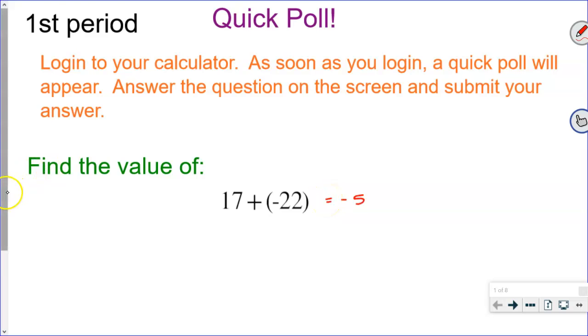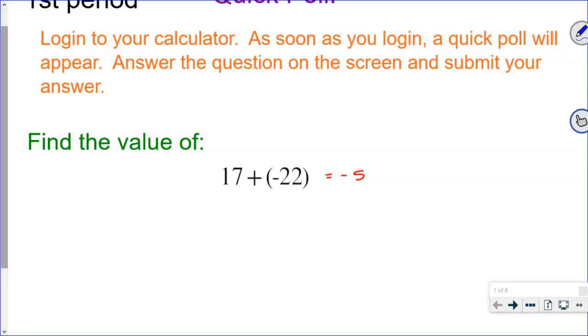Ways that we can model this. These are pretty big numbers, so I don't want to draw 17 positive tiles and then 22 negative tiles and then find the zero pairs. So for something like this, I think it makes a little bit more sense to sketch a number line. And my number line is not going to be perfect, but it is going to look something like this. If I have 17 balloons, it's going to go up 17. And if I have 22 rocks, from there it's going to go down 22.